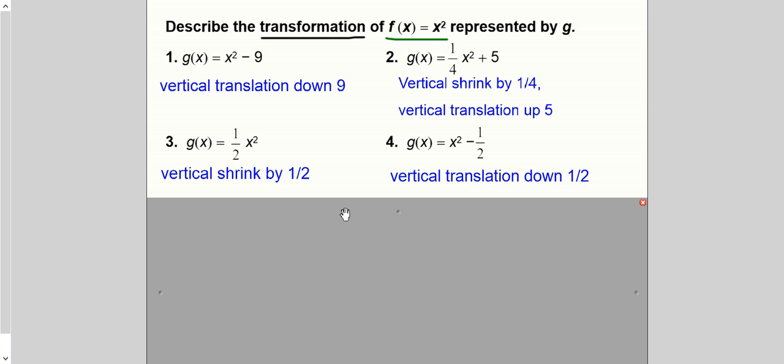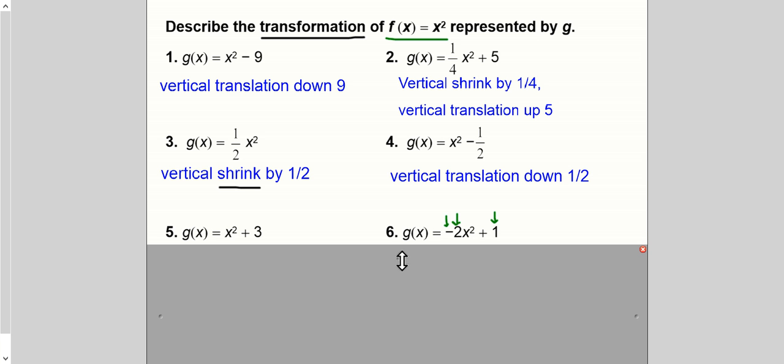Check your answers. Multiplying is a shrink, multiplying by a number less than 1. That's a vertical shrink. And this one was a translation down 1/2. Next two.